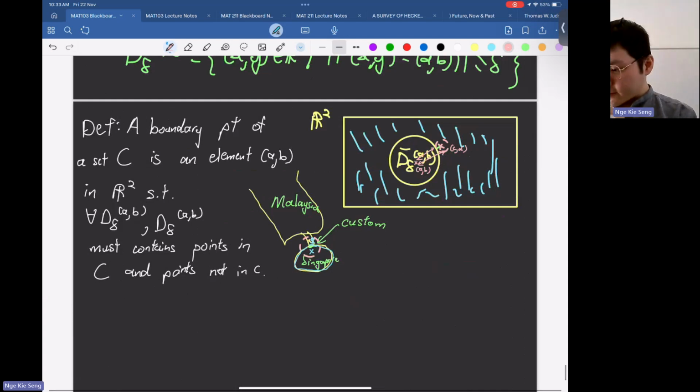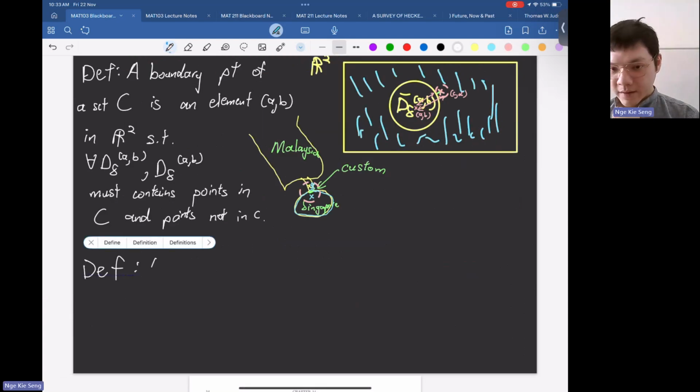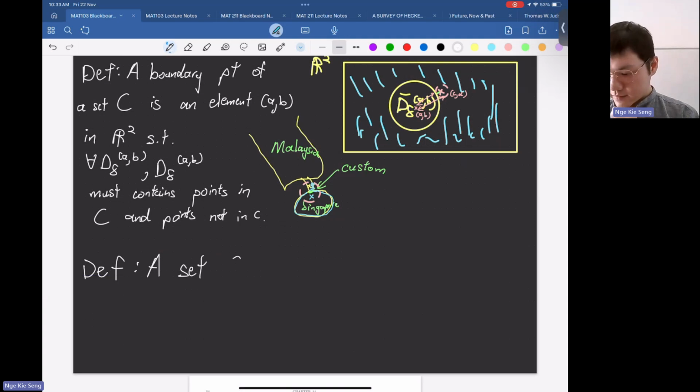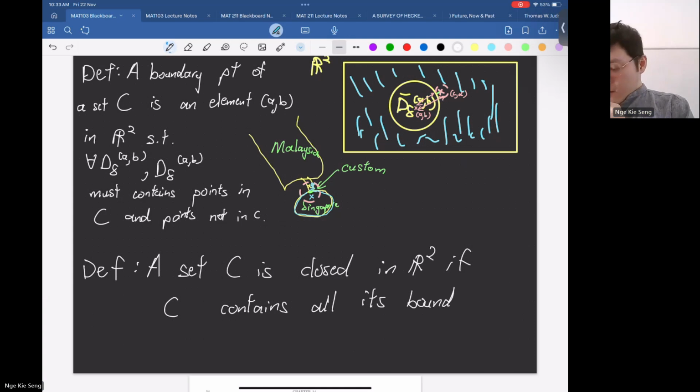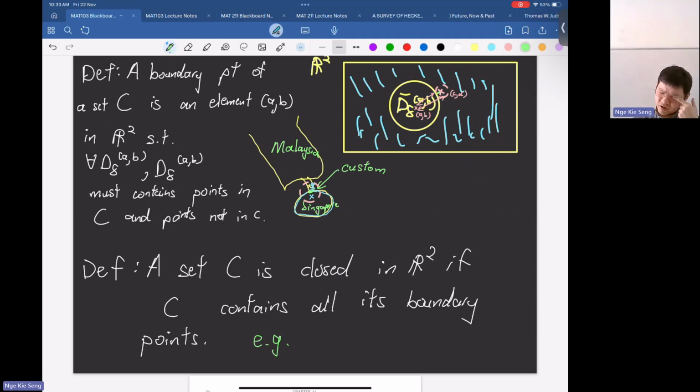Okay, so another equivalent definition of closed: I will define that a set C in R2 is closed if C contains all of its boundary points. This will come out with the example in your lecture notes. Where is your example in your lecture notes?